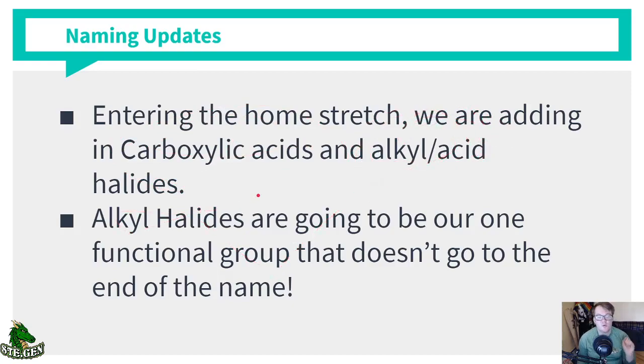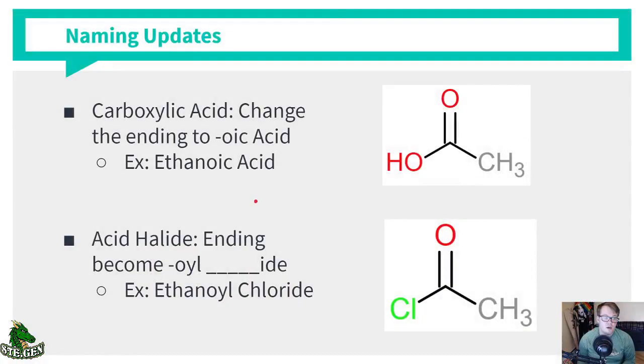Alkyl halides are going to be our one functional group that we've talked about all year that doesn't go to the end of the name. It's going to actually be treated a lot like our methyls and ethyls and stuff like that we've had, our substituents attached to the parent chain. So for carboxylic acids, you change the name to oic acid. So this here would be ethane, because it's ethane, methyl ethyl, ethanoic acid.